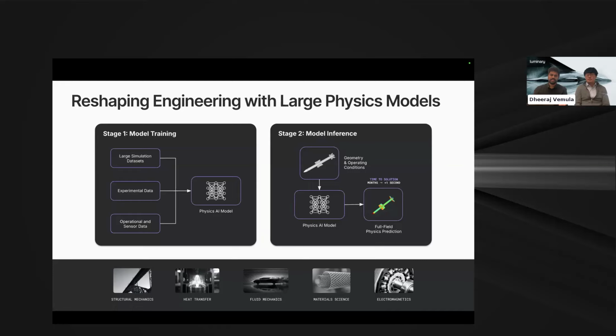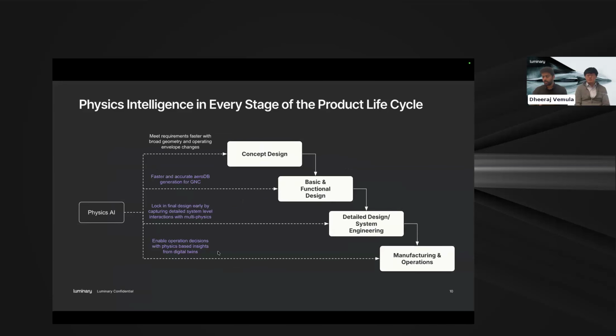And we do this for different domains. You can apply the same high level approach for structural mechanics, heat transfer, fluid mechanics, material science, or electromagnetics. So how does this physics AI capability change your product development lifecycle?